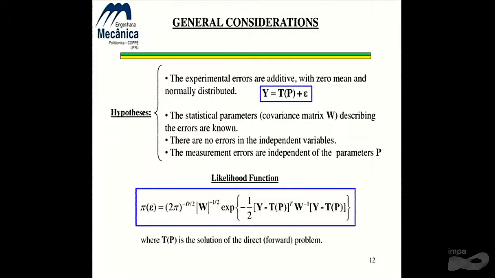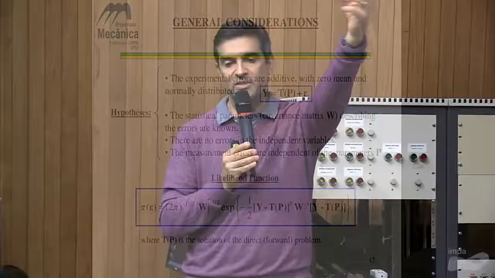Let's assume also that we know the covariance matrix of the measurements. And let's assume that there are no errors in the independent variables, and the measurement errors are independent of the parameters P. So this representation here, this T of P, would actually come from the solution. We are assuming here that this would be our exact measurement, the most accurate solution of the mathematical formulation of our physical problem.